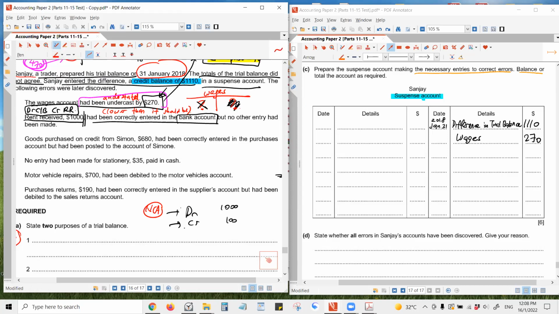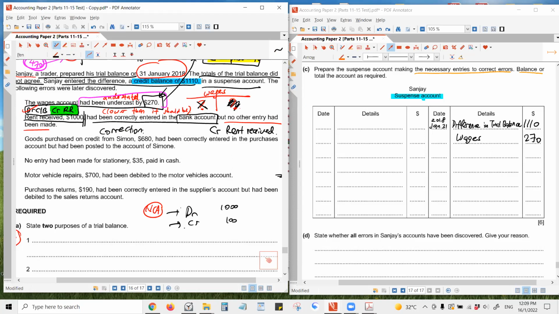It means that they must have debited either cash or bank. But no other entry had been made. That means what they have not done is crediting rent received. They have not done the credit entry. So since they have not done it, we help them to do it. Agree? So correction entry, you credit rent received. Anything else to do? Nothing, right?